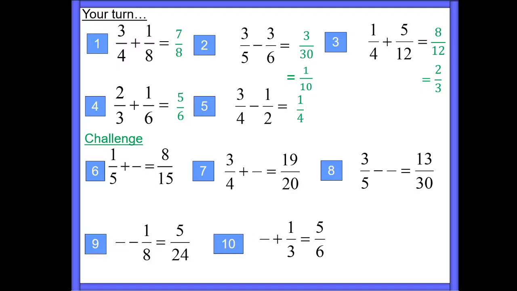If you did try the challenge ones down there, for the first one you might have 5/15, or if you simplified that it would be 1/3. For 7 you might have 4/20, if you simplified that it would be 1/5. For 8, 5/30, which would be 1/6. For 9, 8/24, which would be 1/3. And for 10, 3/6, which would be 1/2.